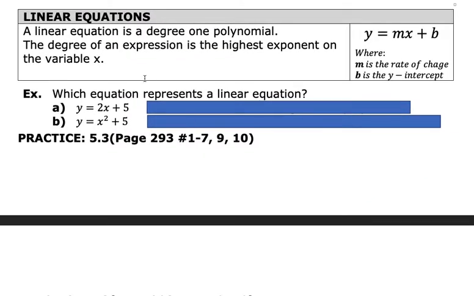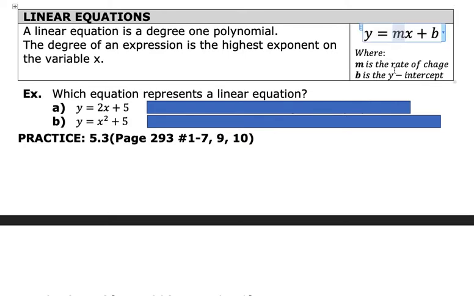A bit more challenging is to identify linear equations. A linear equation is a degree 1 polynomial, and the degree of an expression is the highest exponent on the variable x. So in this case, this is our variable x, and if no exponent is written, we assume that it's the value 1. So we can call this a degree 1 polynomial. Remember that a variable means that this can take on any value, and it's a relationship between the variables x and y. So we can substitute in different values of our independent variable x to get an output for our dependent variable y, where m is the rate of change.